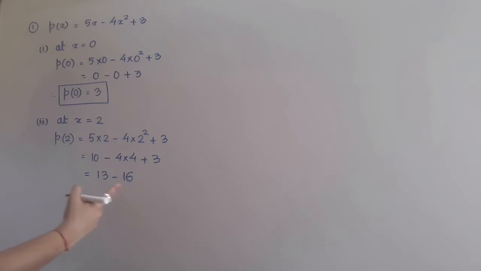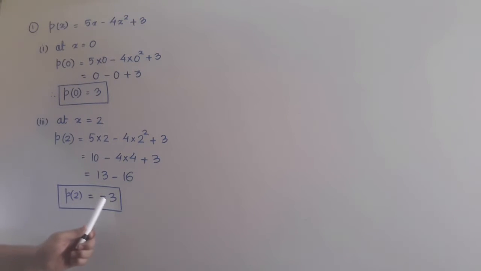Sign of both the terms are different. So from 16 I will subtract 13 and sign of bigger term I will apply, that will be minus. So I can say that p of 2 will be equal to minus 3. This is the value of the given polynomial. If the value of p of 2 is coming equal to 0, I can say that 2 is a 0 of the given polynomial. But since it is not equal to 0, this is a simple value to be found at a given point.